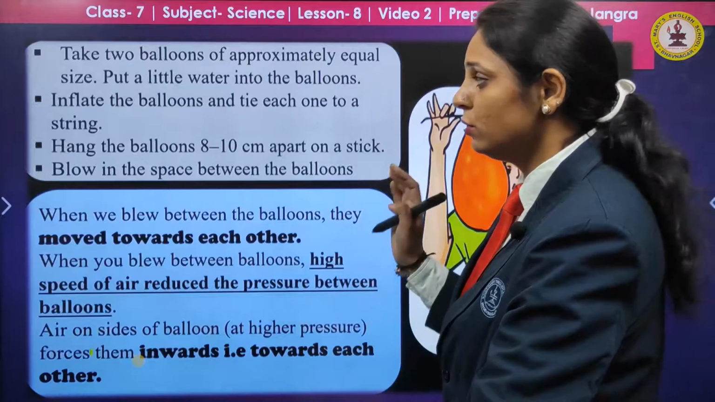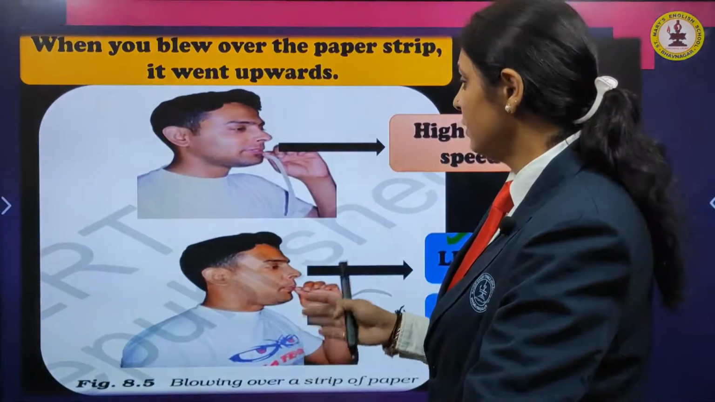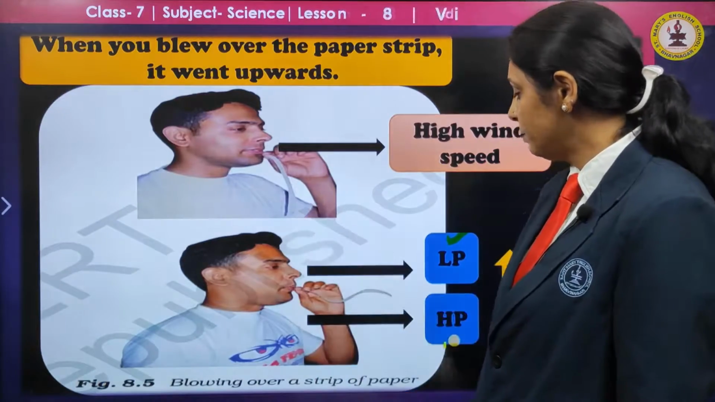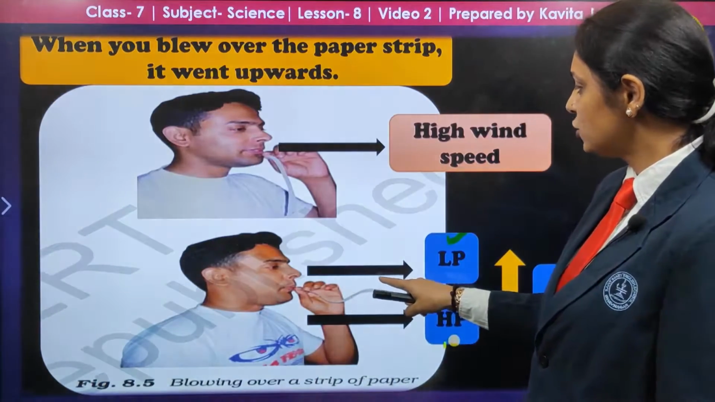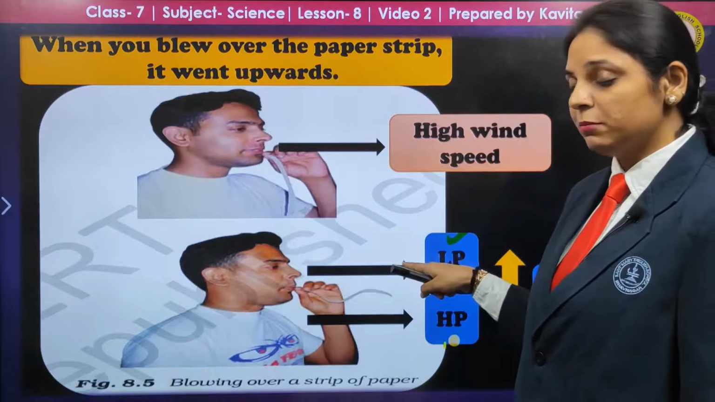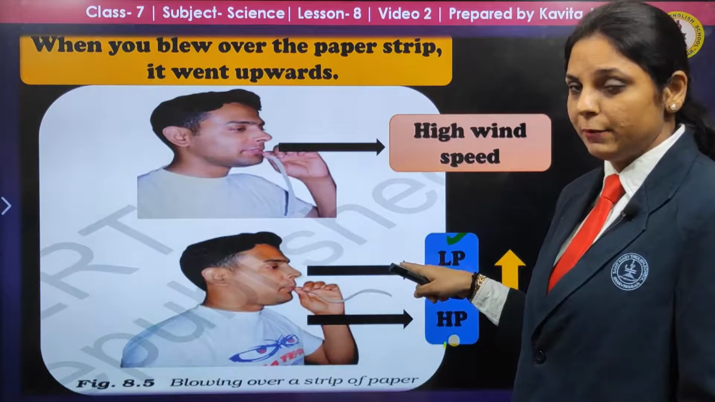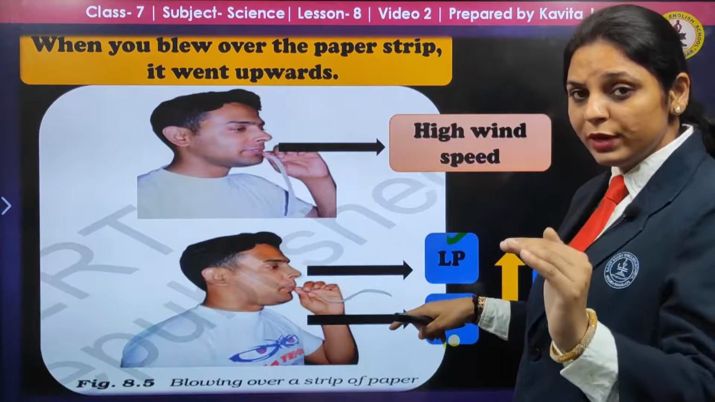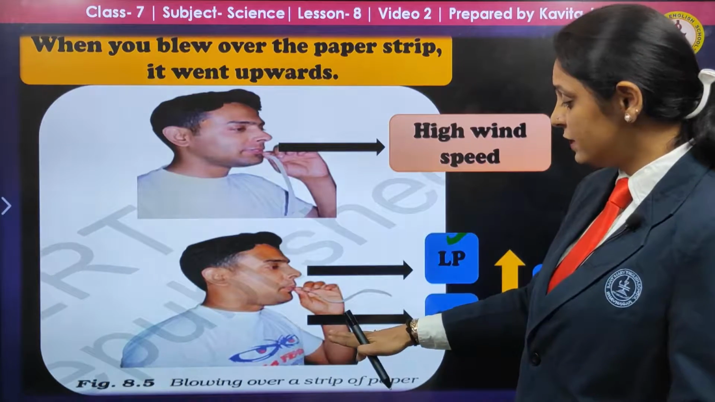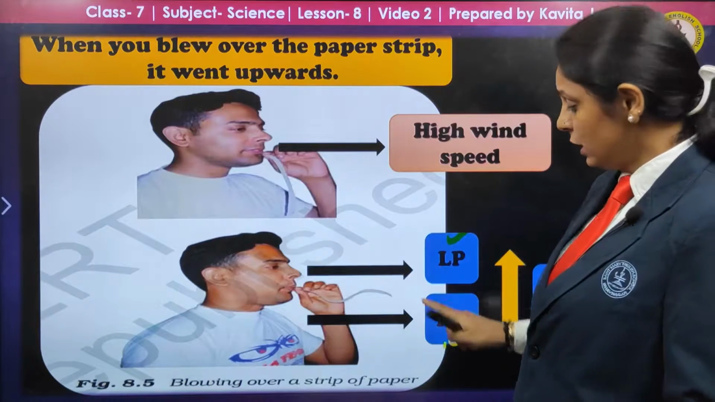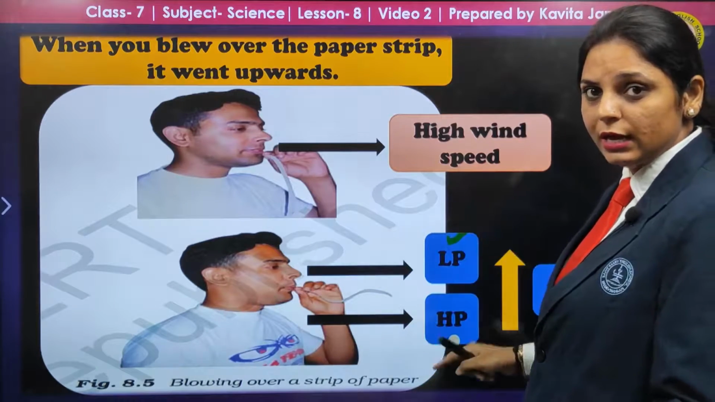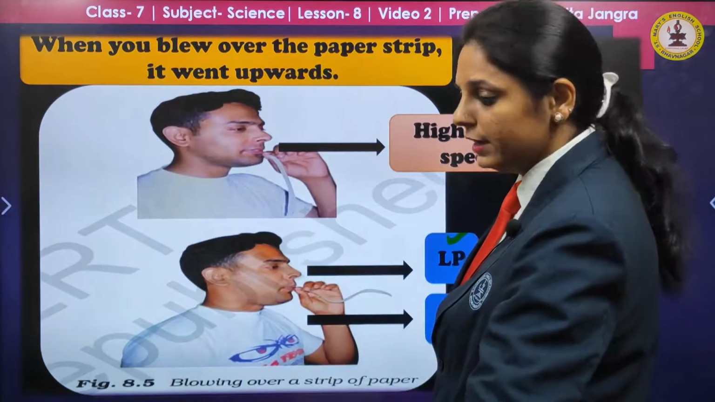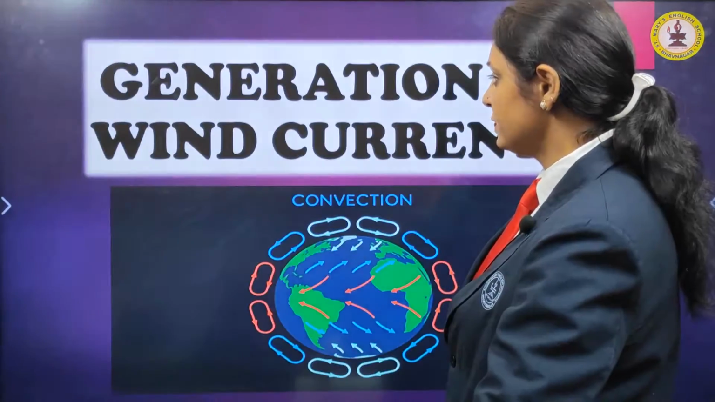You can pause the video and study it line by line. Again, one experiment. When you blow over the paper, what will happen? In this direction, high speed wind is coming. High speed means low pressure will be generated. But at the lower end, high pressure is generated because the wind speed is slow. Here the wind speed is slow, here it is higher. Now the movement will be in an upward direction, from high pressure to low pressure, and that's why the paper strip will move upward. These are a few of the experiments.